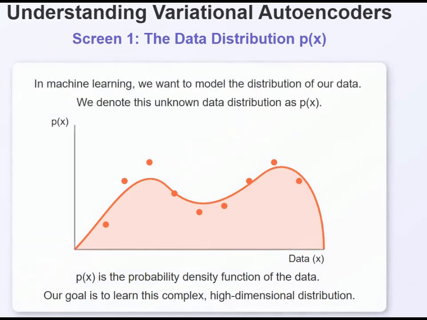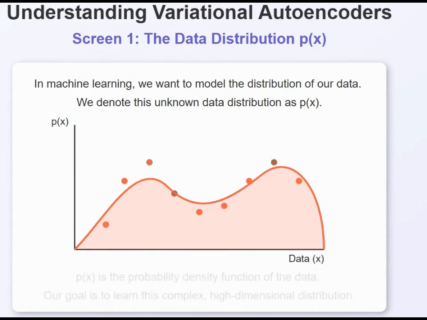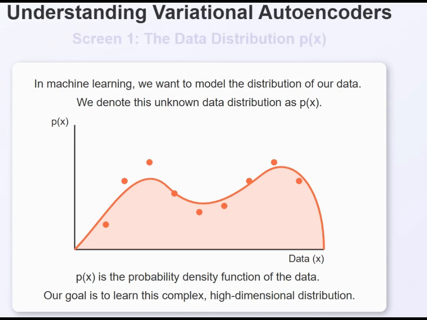What does this mean? Imagine we have a collection of cat images. The distribution P(x) describes how likely it is to observe each possible cat image in the real world. If we visualize this distribution as shown on our screen, we can see it as a curve where the height at any point represents how likely that particular cat image is to occur naturally. The dots you see are actual samples from this distribution. These are our training examples.